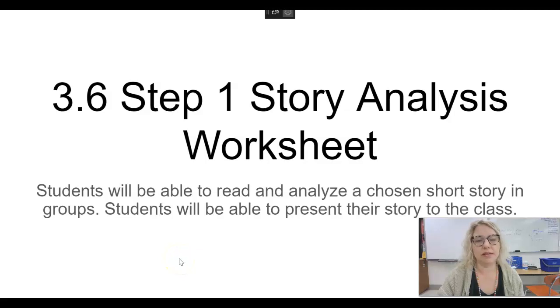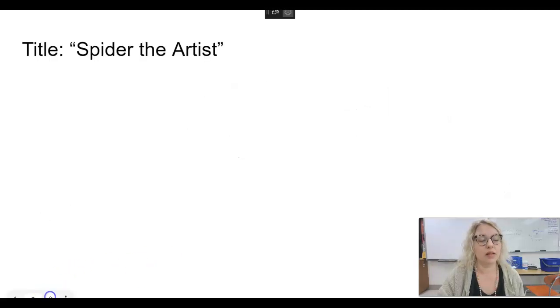It's 3.6, Step 1, Story Analysis Worksheet. For this lesson, the objective is students will be able to read and analyze a chosen short story in groups. Students will be able to present their story to the class. Let's talk about the worksheet. I'm going to show you a sample on Spider the Artist as we go through.